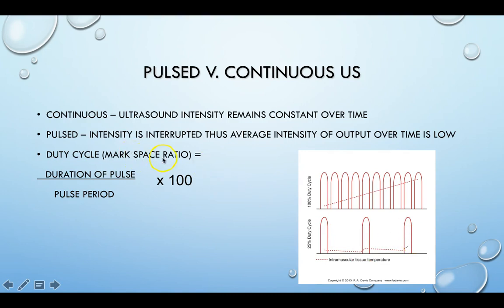So the duty cycle, or sometimes called the Mark-Space ratio, okay, is the duration of the pulse divided by the pulse period. And then we times that by 100. That's how we get the percentage. Okay, so it's essentially this idea of how long is the pulse on versus how long is the entire pulse period. Okay, so again, usually primarily non-thermal.